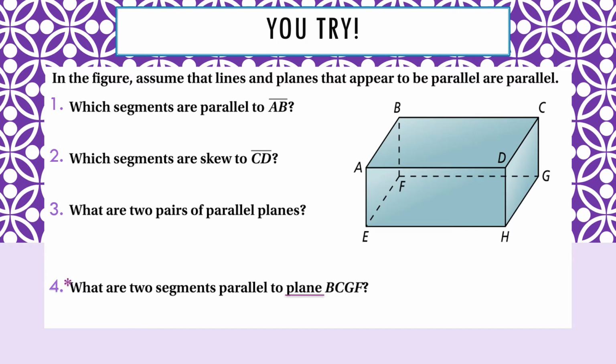Which segments are parallel to AB? So we have AB right here. There are a lot of different options. You could say EF. Those would be parallel. You could say DC, or you could say HG. And it doesn't matter what order you put those in, just as long as you have the 2 letters to show that that's your line segment, your points on that line segment.